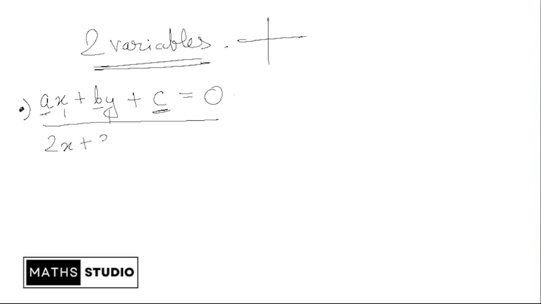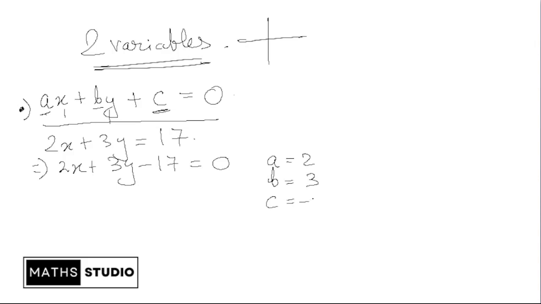Let us look at an example. Suppose 2x plus 3y equal to 17. So we'll represent it this way: 2x plus 3y minus 17 equal to 0. So the value of a will be equal to 2, b will be equal to 3, and c will be equal to minus 17, okay. So I think it's pretty easy now how we represent the linear equation in two variables and what would be the values of a, b and c. So exercise 4.1 deals with this particular portion only.